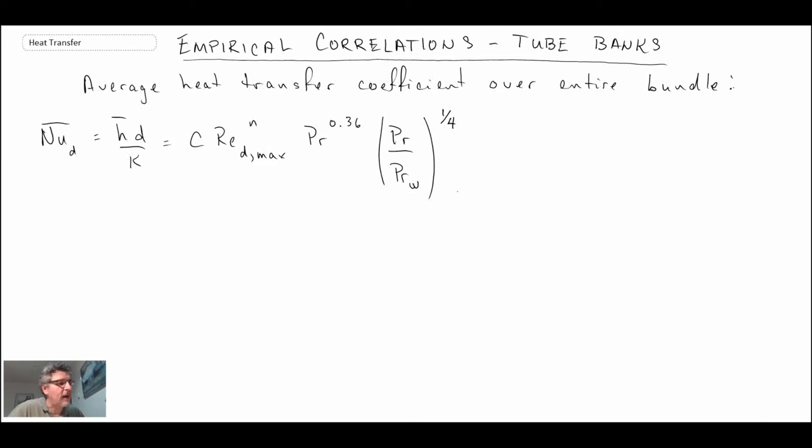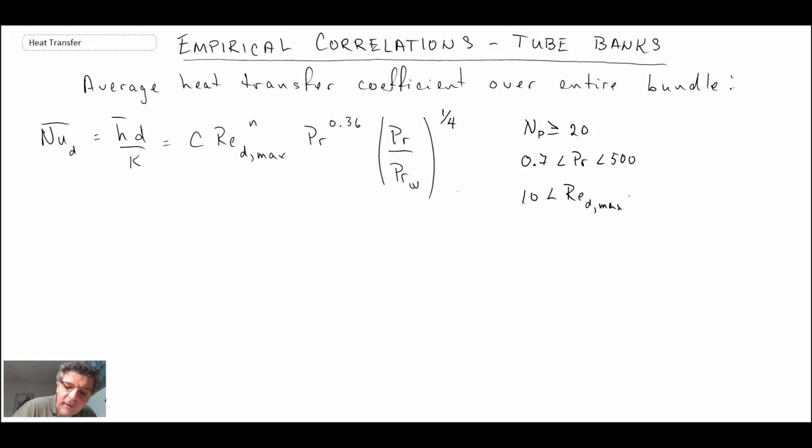So this is an equation that is derived from empirical data, so from experiments, and there are a couple of things to note. First of all, this equation applies when you have 20 or more tubes in the direction parallel to flow. If you have fewer than 20, then you have to apply a correction factor. Another one is that it applies over a range of Prandtl numbers going from 0.7 up to about 500. And the last one is the Reynolds number applies over a certain range.